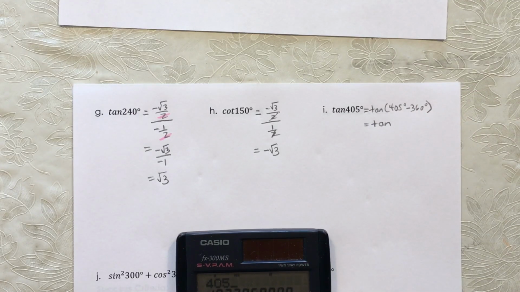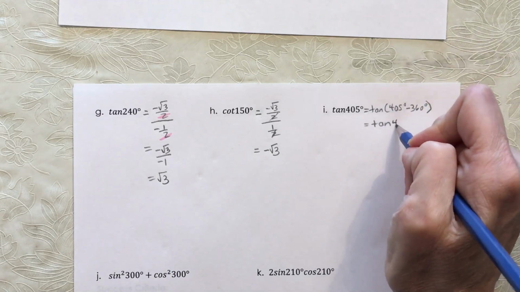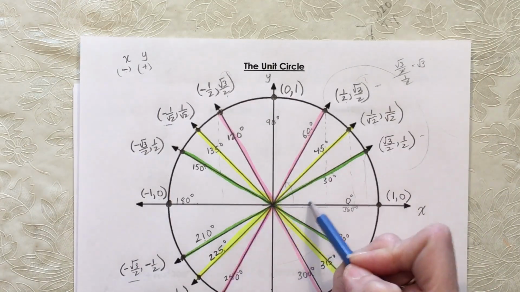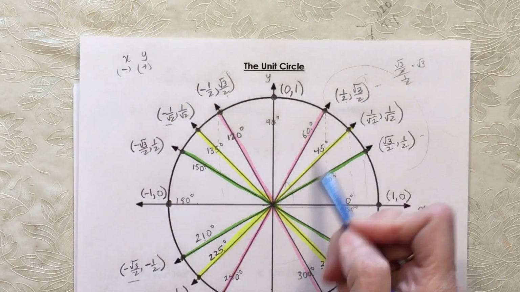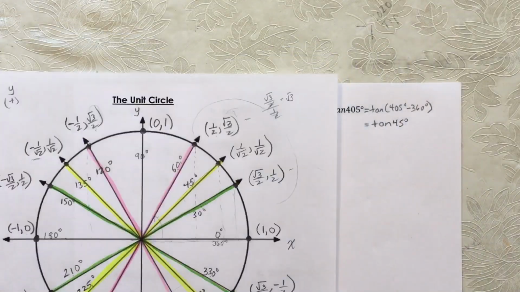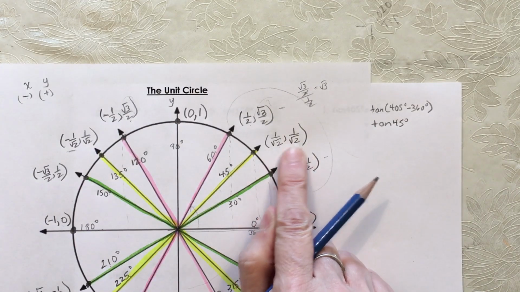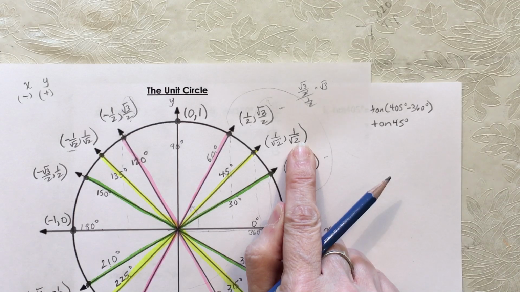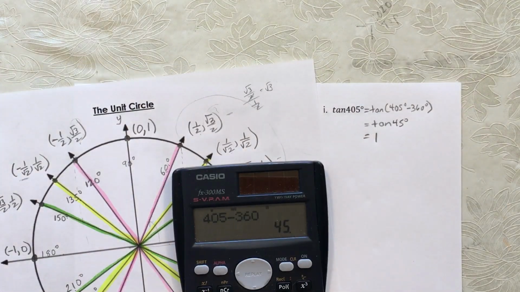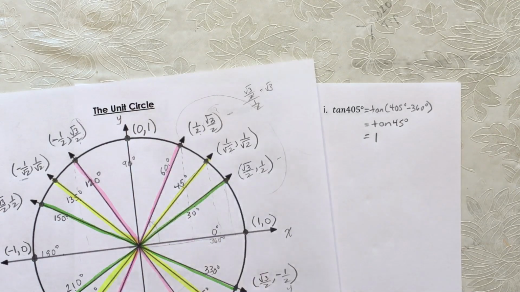So 405 minus 360 is 45 degrees, which makes sense. So 405 would be all the way around once and then 45 more. So we'd end up in this exact same spot. And we want the tan, so that's the y divided by the x. And notice for 45 degrees, x and y are exactly the same. So if you divide 1 over root 2 by itself, you're going to get 1. And then you should be able to check that on your calculator. Tangent of 405 is in fact 1.